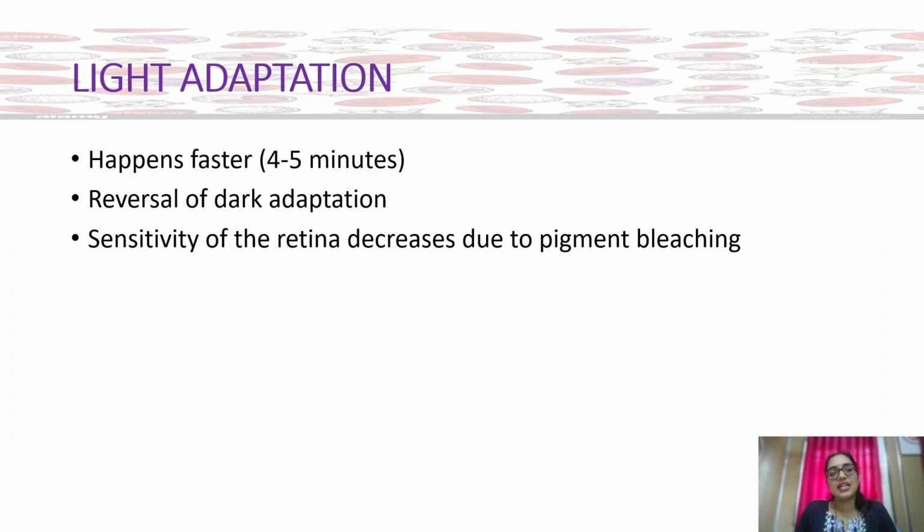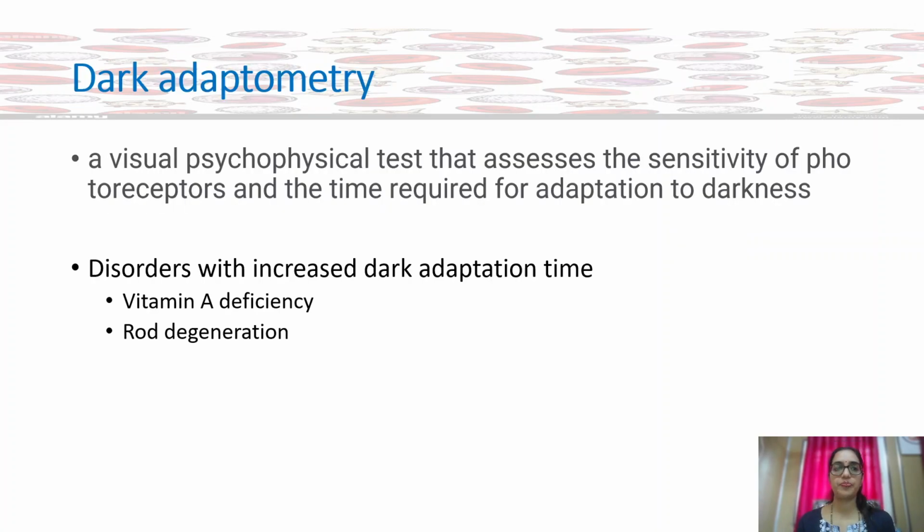So what happens in light adaptation? It is a faster phenomenon. It's just a reversal of dark adaptation. And the sensitivity of the retina decreases due to pigment bleaching. The retina doesn't have to be as sensitive. So all the cones are active in light adaptation.